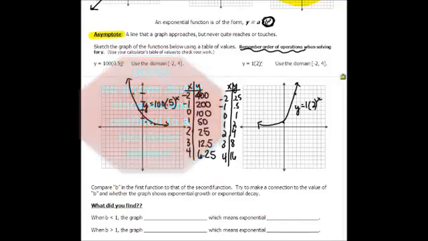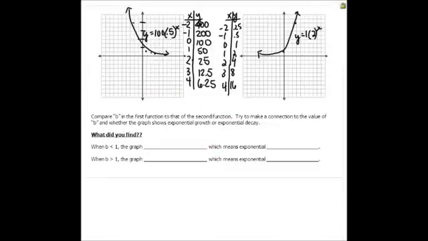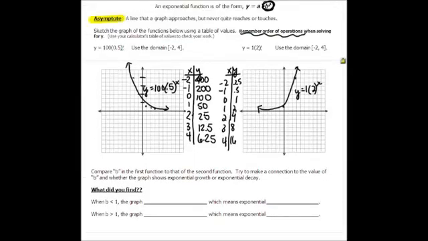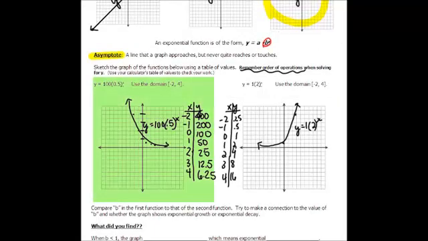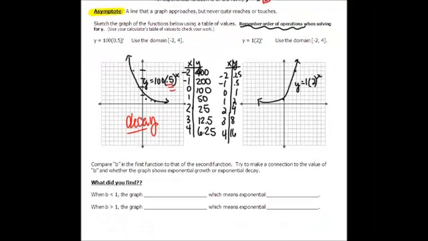If you look at b in each of these functions, we can make a connection to the value of b and whether the graph shows exponential growth or decay. In this case, a times b to the x. This isn't b like y-intercept. This is my a times b to the x. In this case, this is decay. And what do we see about this value? This value is less than 1. When b is less than 1, the graph descends, and it means we have exponential decay.